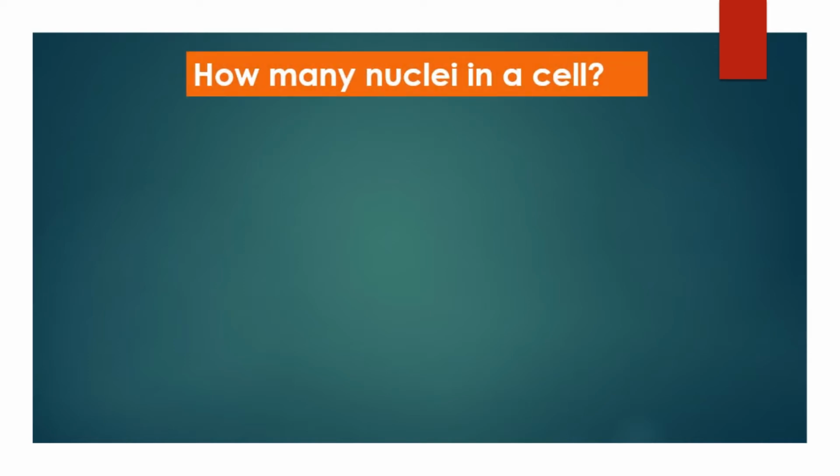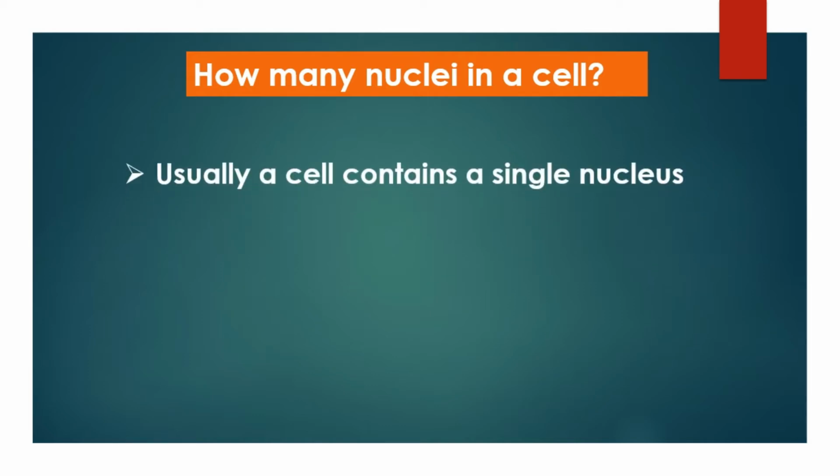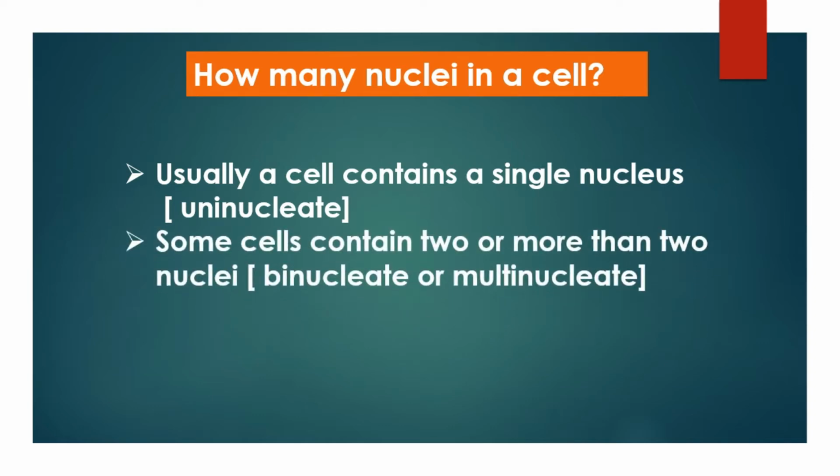What about the number of nuclei in a cell? How many nuclei are present in a cell? Usually, a cell contains a single nucleus, a condition called uninucleate, or we can say that most of the cells are uninucleate. But some cells contain two or more than two nuclei. Can be referred as binucleate or multinucleate condition.